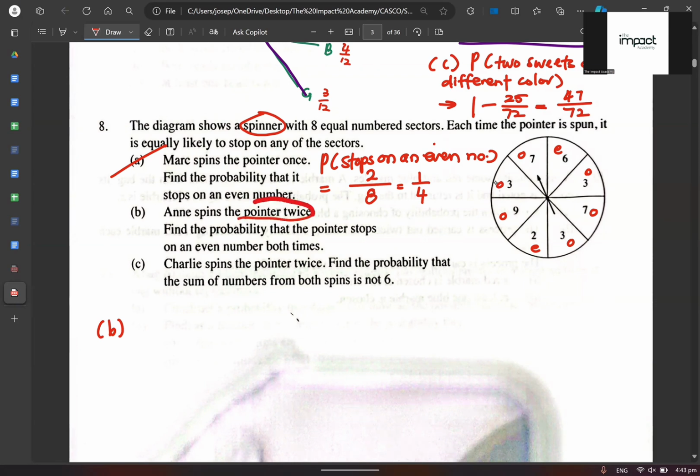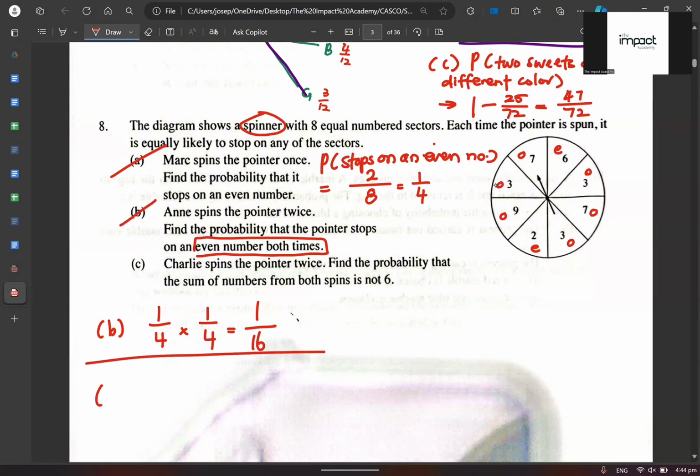Then she spins again. How many times? Twice, so you must multiply. It's like you imagine having a tree diagram. Correct or not? She spins the pointer and wants the probability that it stops on an even number both times. So what is the probability? 1 over 4 times 1 over 4. Absolutely. You understood very well. All right, you get to 1 over 16. Am I making sense or not?